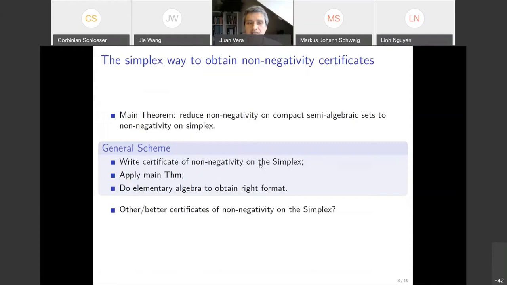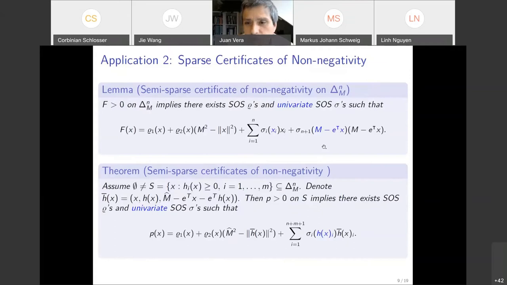Now what we're going to do is apply this general scheme for different types of certificates for non-negativity on the simplex. But the first question is, what are the certificates of non-negativity that we know for the simplex? One is Polya, but I'm not going to do Polya yet. I'm going to start by building another one. So we said, let's try to build a different type of certificate for non-negativity on the simplex, and then we constructed this semi-sparse certificate.